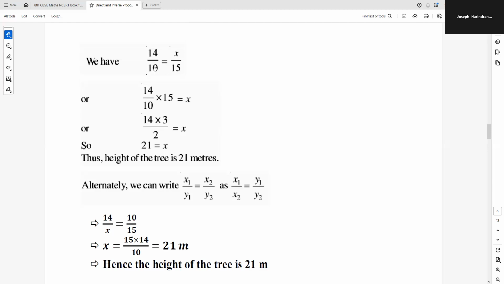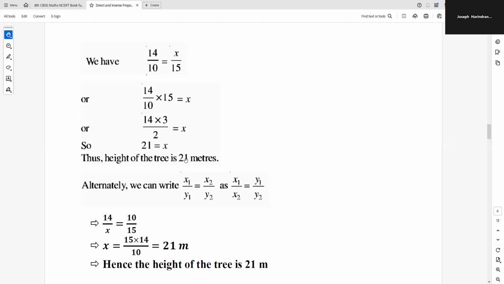So the denominators represent the length of the corresponding shadows. Here, numerator by denominator: x by 15, x1 by y1 here, x2 by y2 here. These ratios are being compared here. Both are equal. So when cross multiplying, while solving for x, we multiply both sides by 15, and we get the value of x as 21 meters. It's quite easy. 21 meters is the height of the tree.